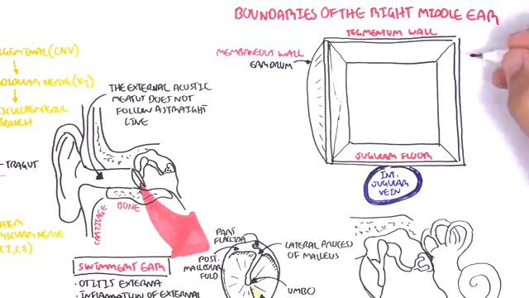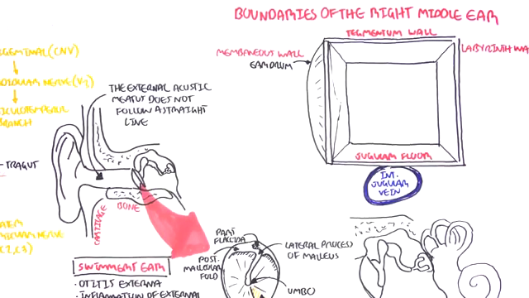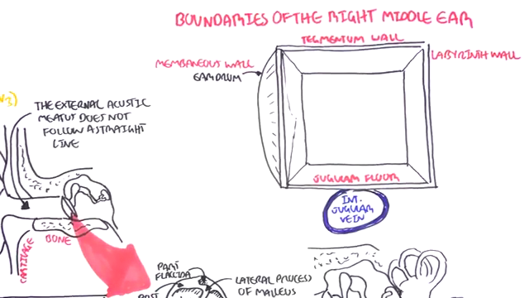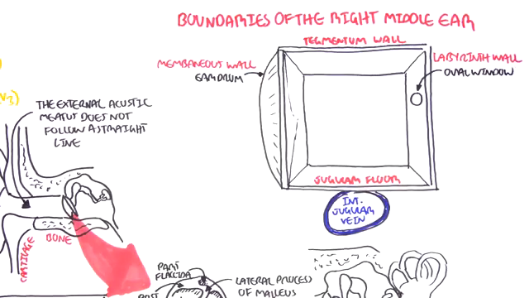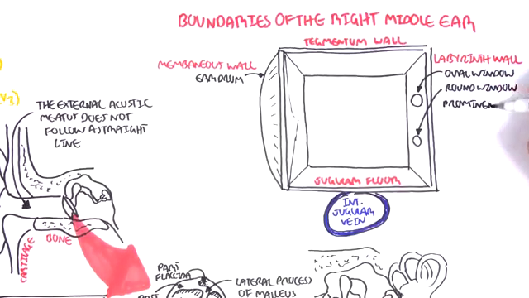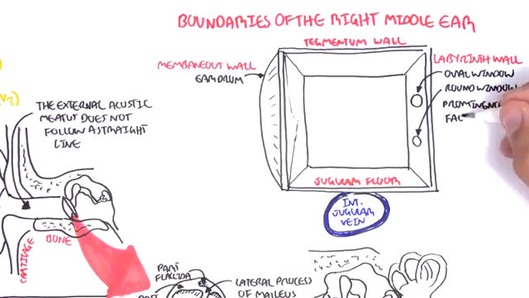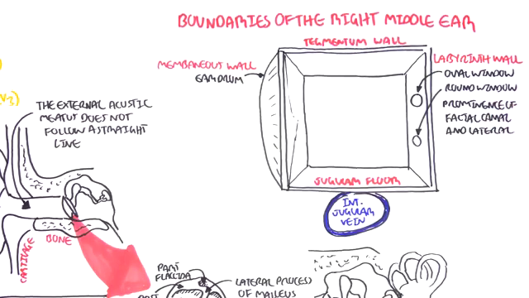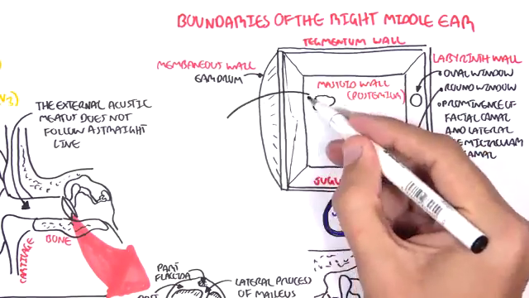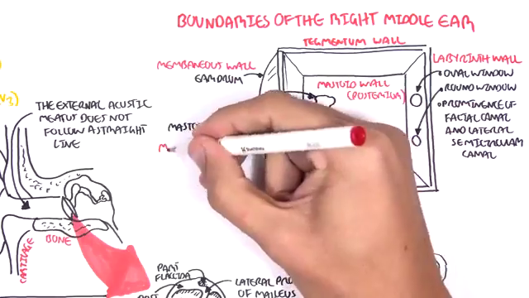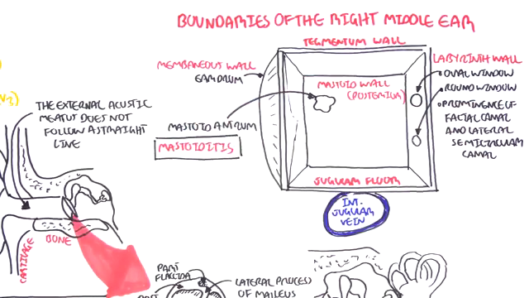The medial aspect of the wall is the labyrinth wall, and this is where you can find the inner ear. There are important structures that make up the labyrinth wall, and these are the oval window and the round window. Also, the prominence of the facial canal and the lateral semicircular canal can be found here. The posterior wall is known as the mastoid wall, because here is where we find the mastoid bone. On this wall, we can find the mastoid antrum. Now, the mastoid antrum is important because it is relevant to mastoiditis.